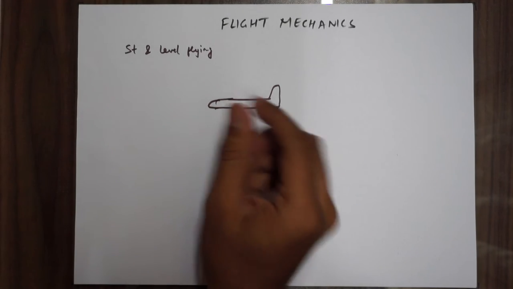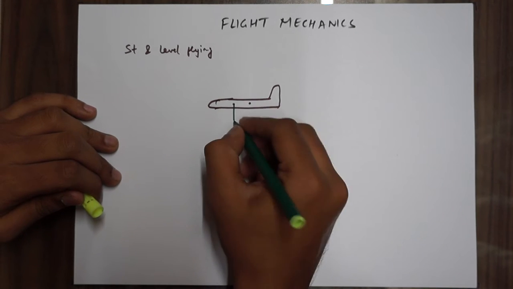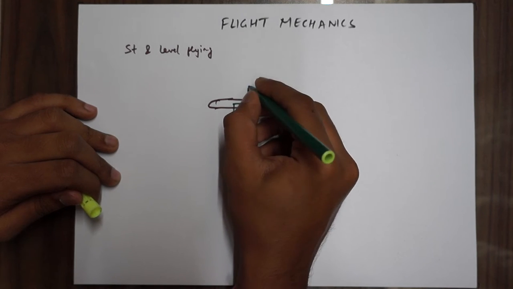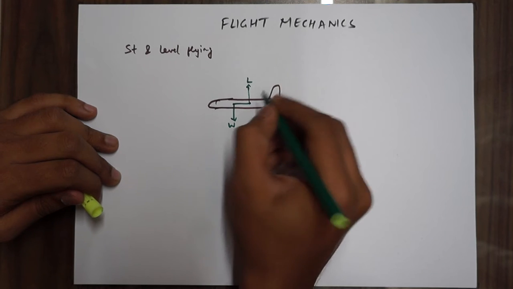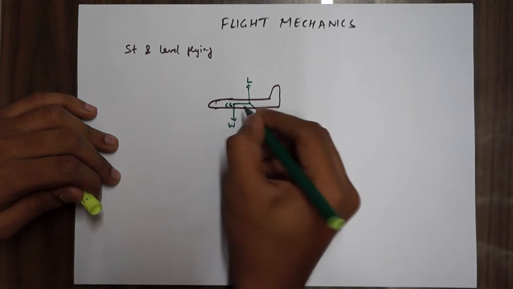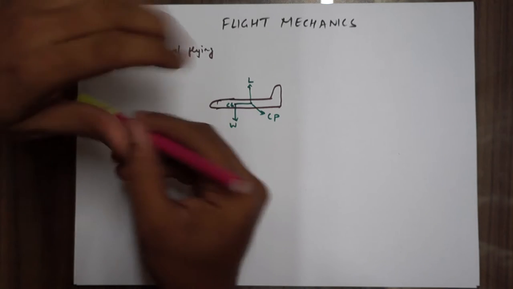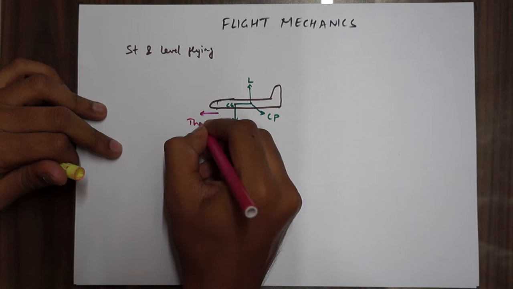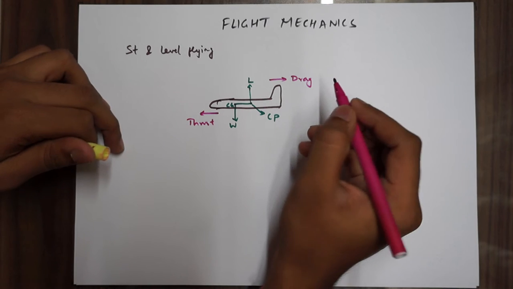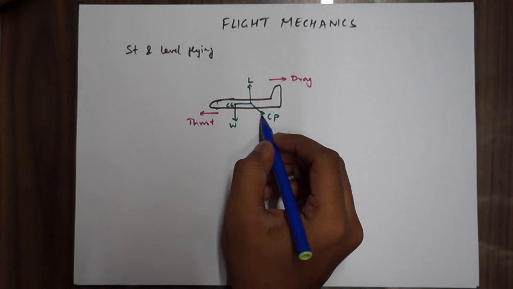Now, the important thing to note here is there is a CP and there is a CG. At the CG, there is weight acting, and this is the arm, and from the CP there is lift acting. This is your CP, this is your CG where the weight is acting. And all of us know thrust is acting forward and drag is acting rearward, like this.